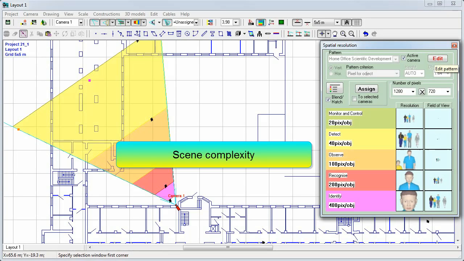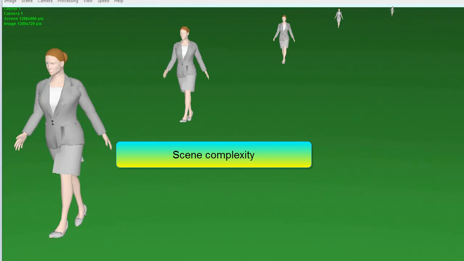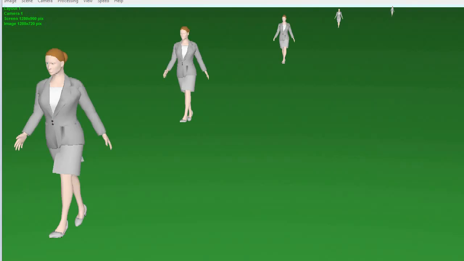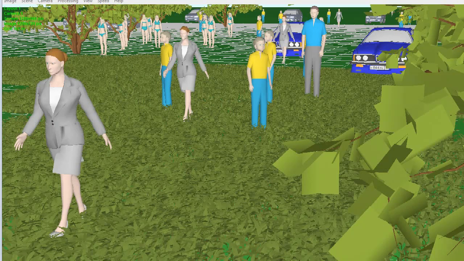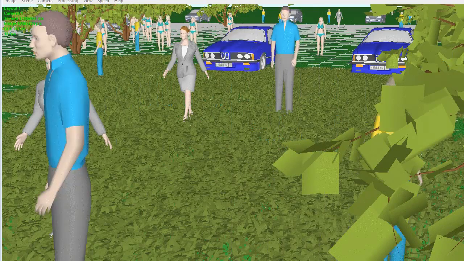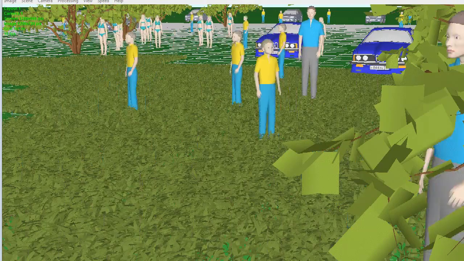For detection of anything, the scene complexity is of great importance. It is obvious that detection of a human is easier on an empty scene. Detection on a complex scene is much more complicated. The detection task is complicated several times over when motion is present on the scene.